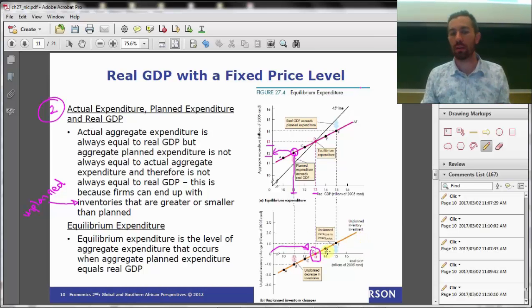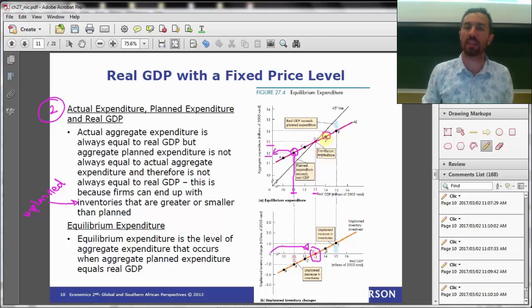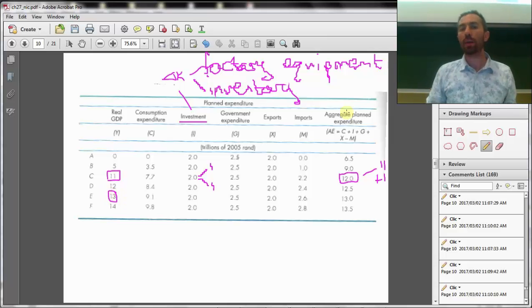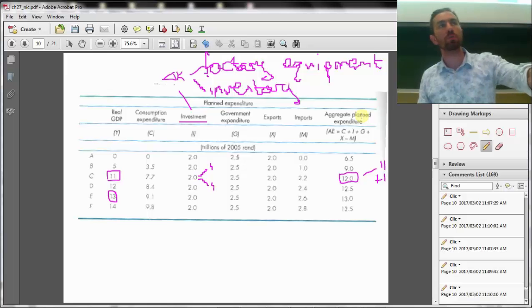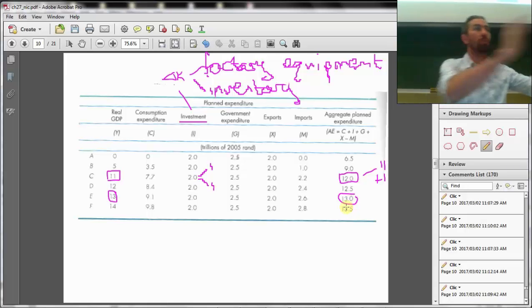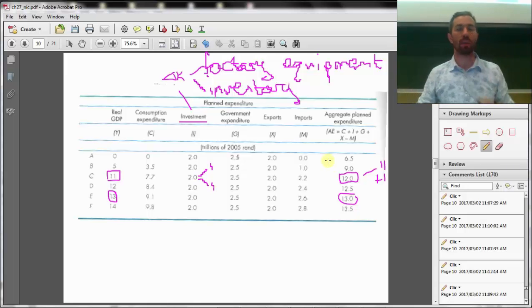Let's look at it from the other side and see if it makes a bit more intuitive sense. Let's say we were at point E. At point E, how much did we actually produce? 13. Okay? How much of that we produced was actually sold? 13. So we're happy that whatever was produced was sold. Okay?